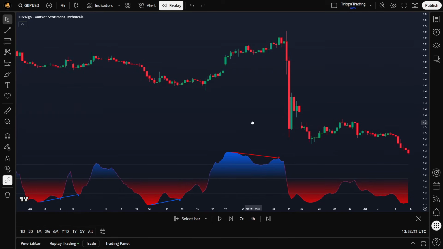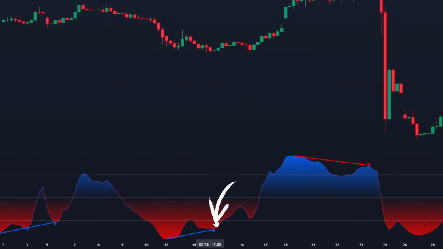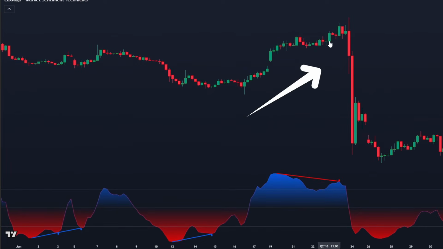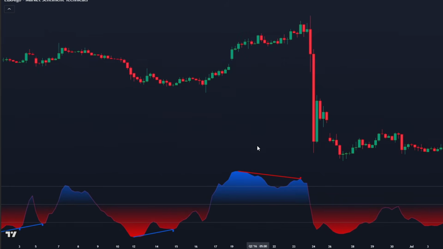For example, if the market makes a lower low, but the oscillator makes a higher low, that's a bullish divergence. It means selling momentum is weakening and a reversal or push upward could be near. On the other hand, if the market makes a higher high but the oscillator makes a lower high, that's a bearish divergence, showing that buying momentum is fading and a potential drop could follow.